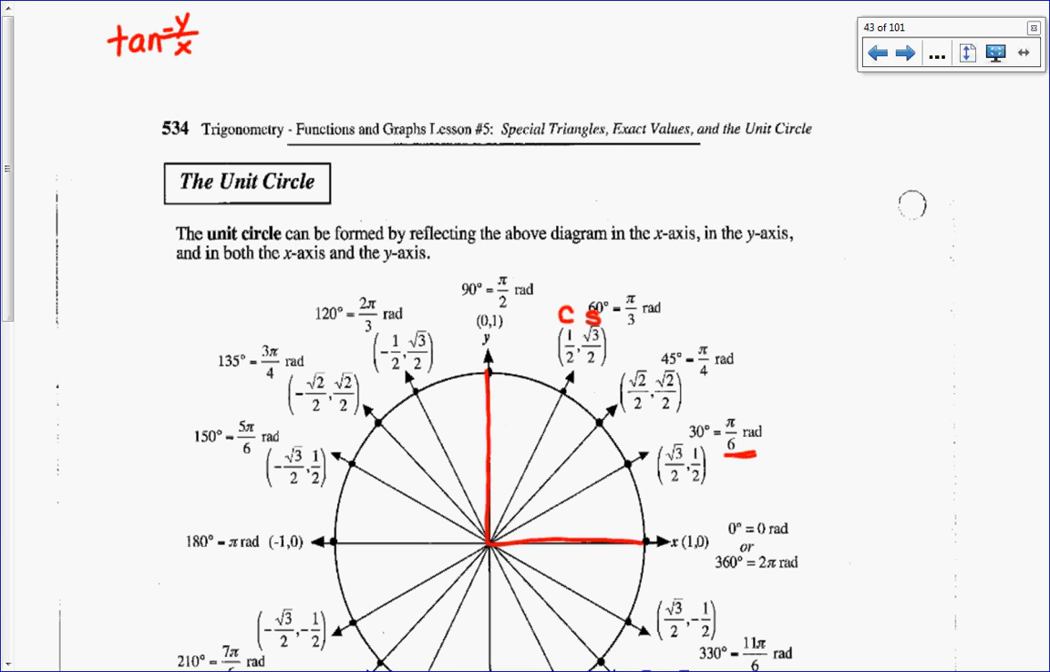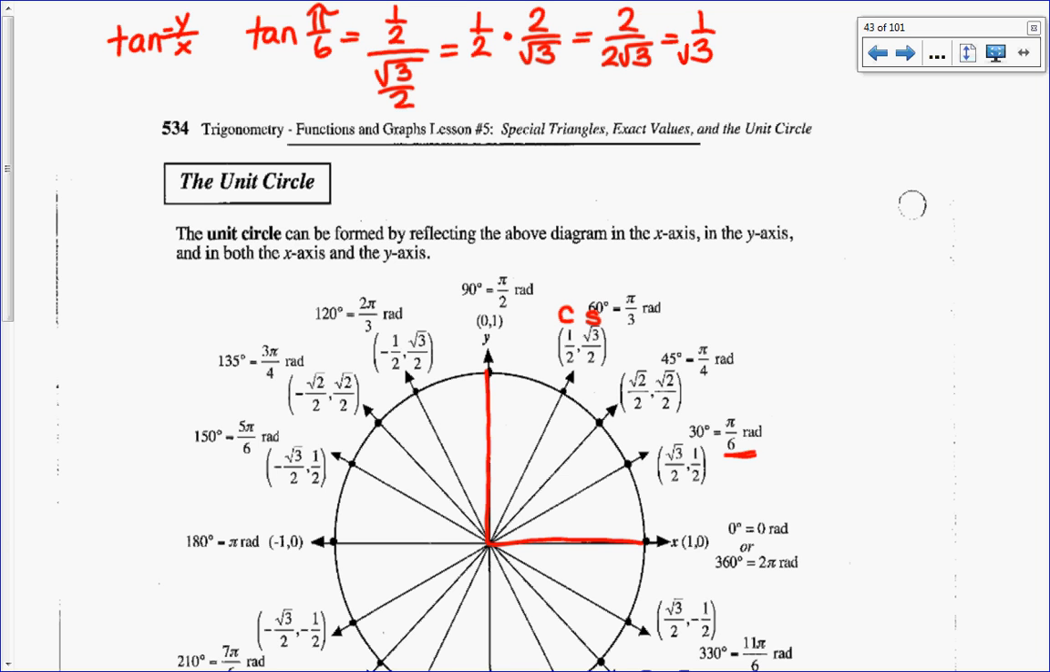Okay, so if we were going to figure out the tangent then for this first 30-degree angle, or this pi over 6 angle here, then we would do tan of pi over 6, and it would be 1/2 divided by root 3 over 2, because that's our y over our x. What that really means is 1/2 times the reciprocal of root 3 over 2, which is 2 over root 3. So when you multiply that, you've got 2 over 2 root 3. Your 2's would cancel out, so you'd be left with 1 over root 3.